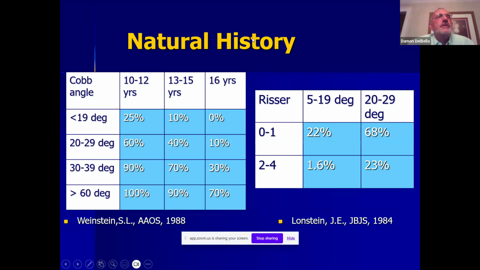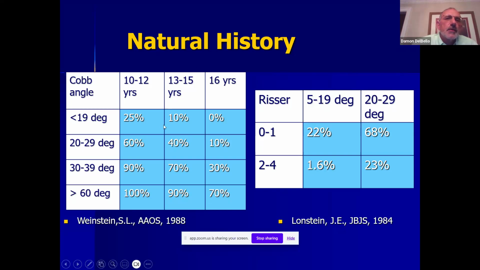What are we trying to do with the treatment of scoliosis? We are trying to achieve a curve that the patient can live with the rest of their life. And that is all based on studying the natural history of scoliosis in untreated patients.